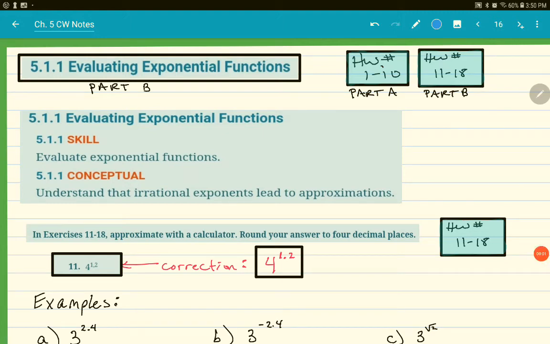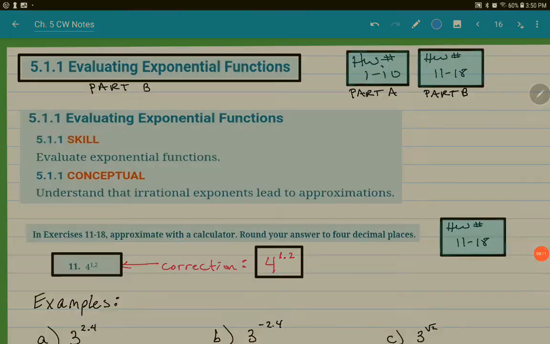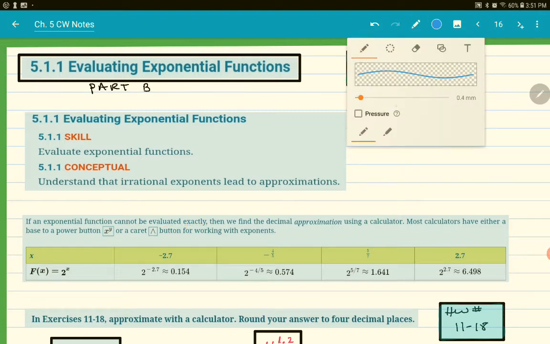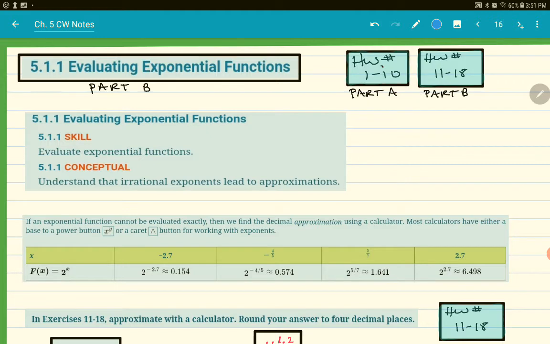This is part B of section 5.1.1. We're evaluating exponential functions that we cannot approximate with the calculator now. In other words, these exponential functions cannot be evaluated exactly. So we use a calculator and we get a decimal and we round it. So we get an approximation of a decimal.